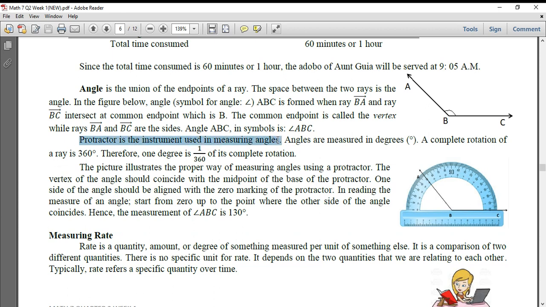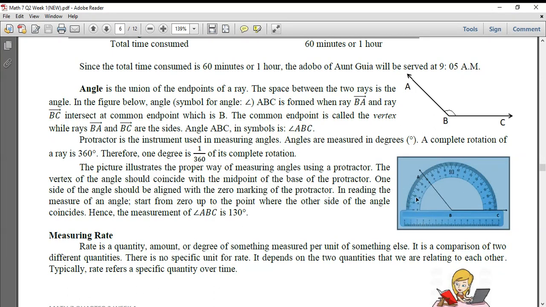Okay. Ano naman yung ginagamit nating instrument to measure angle? So, it is known as protractor. Ito ang sample natin sa protractor. May iba pang klase ng protractor. Ito may kasama kasi siyang ruler. So, with a protractor, the angles are measured in degrees. Okay, so take note, ito yung symbol natin para sa degrees. So, a complete rotation of a ray is 360 degrees. Okay, so it's 360 degrees.